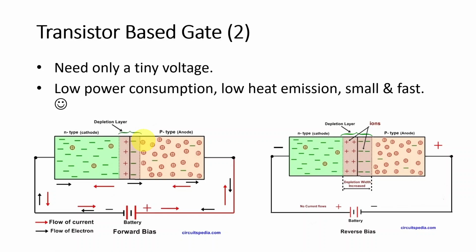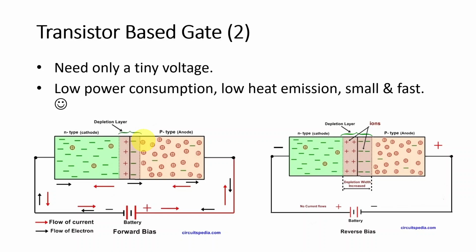That is why modern microprocessors have billions of transistors. Billions of transistors. And they need very little electricity. They generate very little heat. And they are extremely fast.